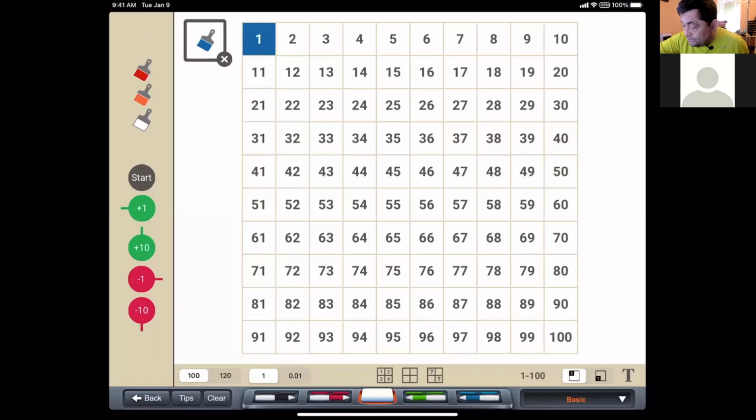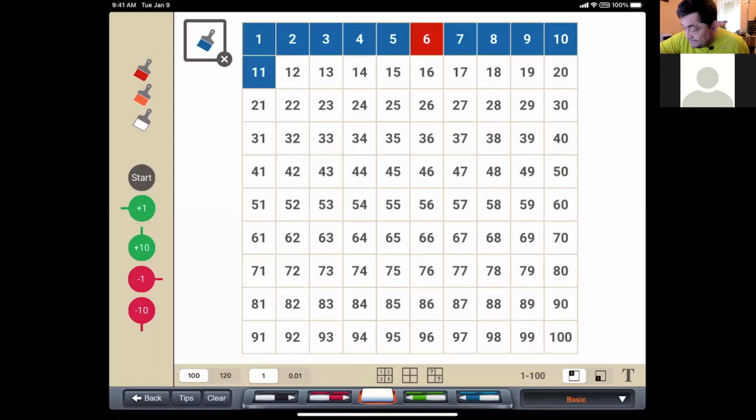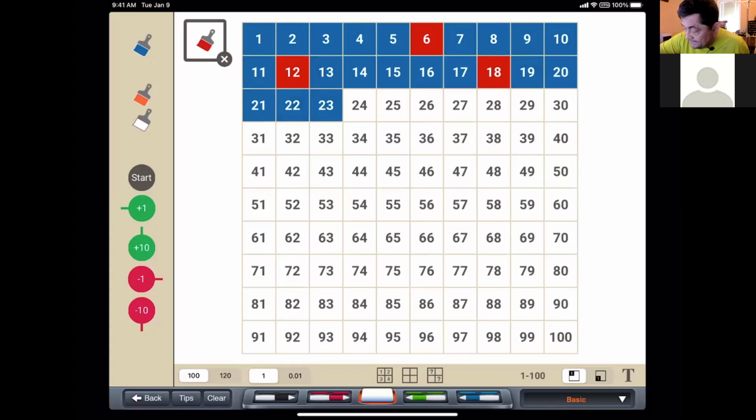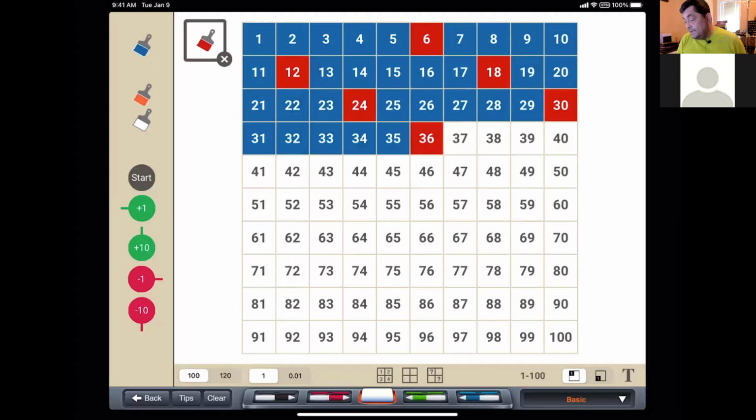Count by 6. 1, 2, 3, 4, 5, 6. Again, 1, 2, 3, 4, 5, 6. Again, then we count to 2. 1, 2, 3, 4, 5, 6. We count 3. 1, 2, 3, 4, 5, 6. We count 4. 1, 2, 3, 4, 5, 6. We count 6. 1, 2, 3, 4, 5, and 6. So then we know the multiplication facts for 6. This is the first one, the second, the third, the fourth, the fifth, and the sixth.